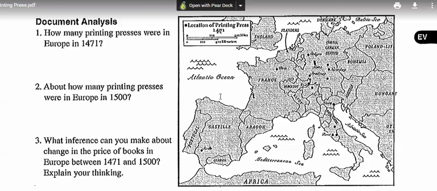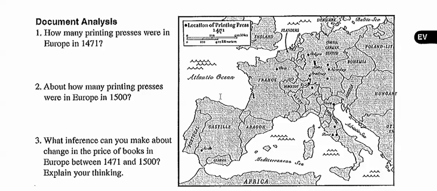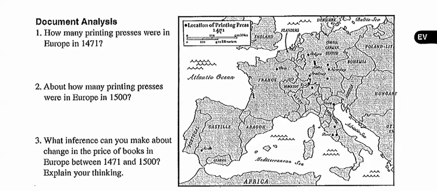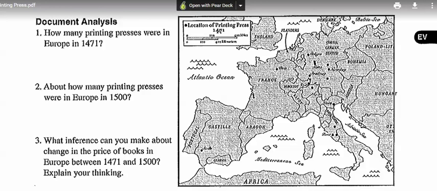So two things you need to know. First of all, that it's a map of the printing press, and you're looking at 1471. We're not looking at 1900, which is the 20th century. You're not looking at modern day Europe. You're looking at a map in 1471. Now, if you look at the first question, it says how many printing presses were in Europe in 1471.